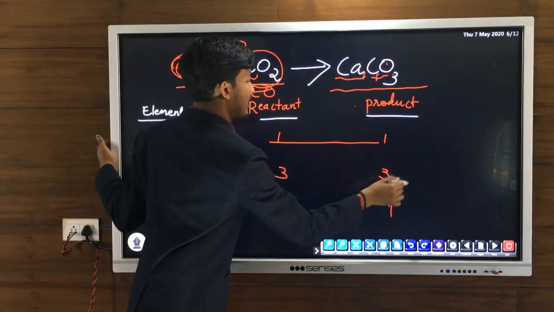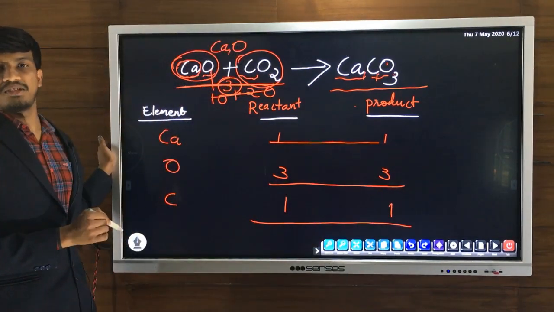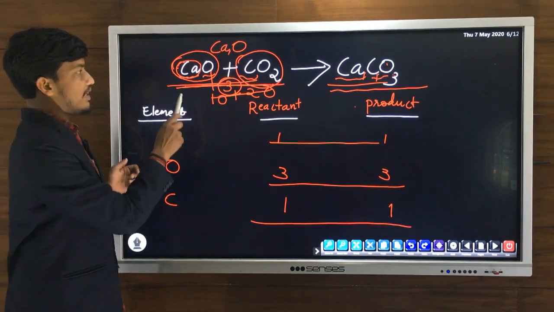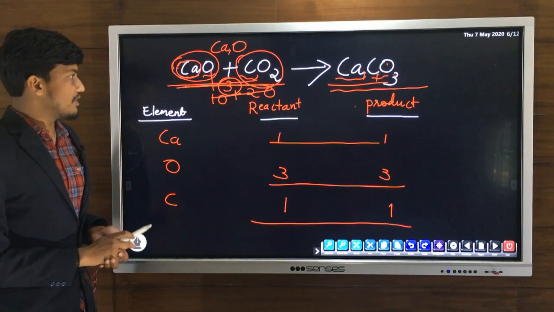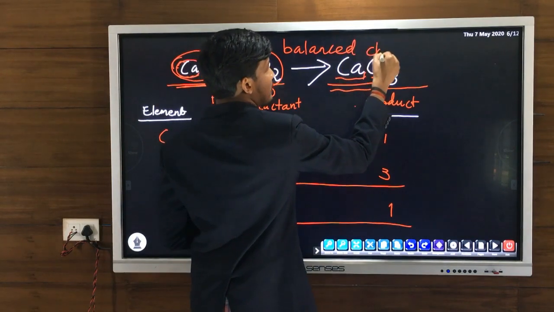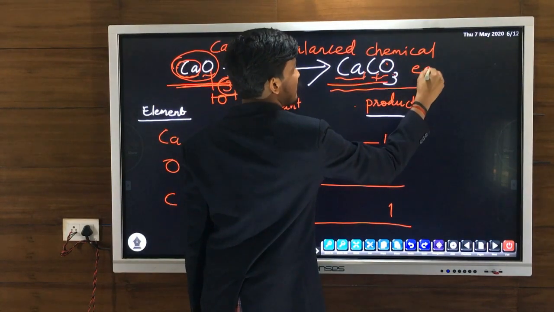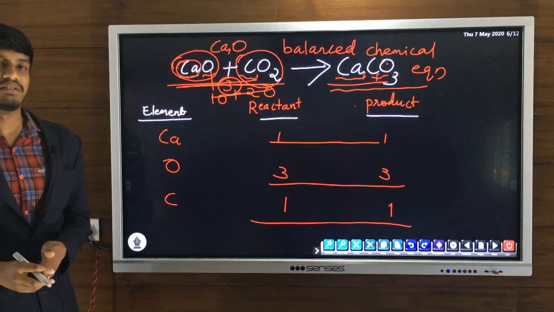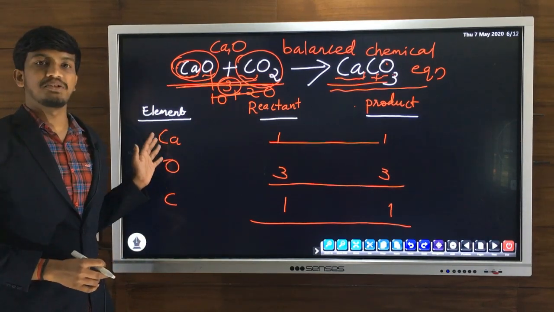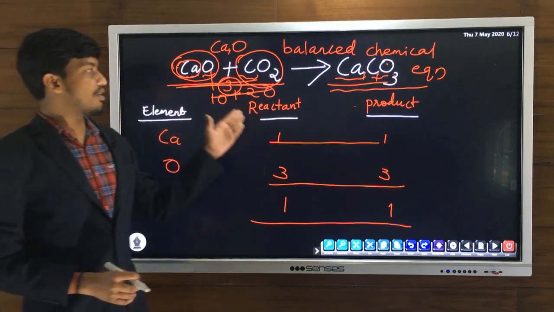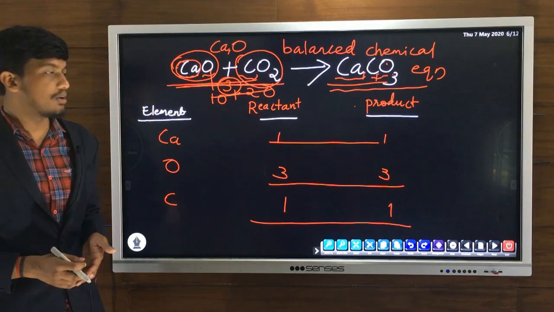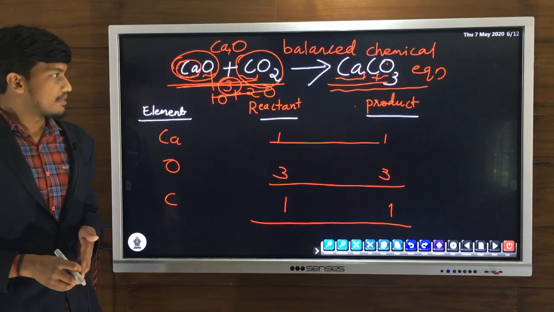So we have equal number of atoms on both the sides of the equation. Both the sides means reactant and product side. So if we have equal number of atoms on both reactant and product side, this type of equation is called a balanced chemical equation. So the condition for a balanced chemical equation, it's clear now, is that we have to get equal number of atoms of each element on both the reactant and product side. So this is the condition required for a balanced chemical equation.